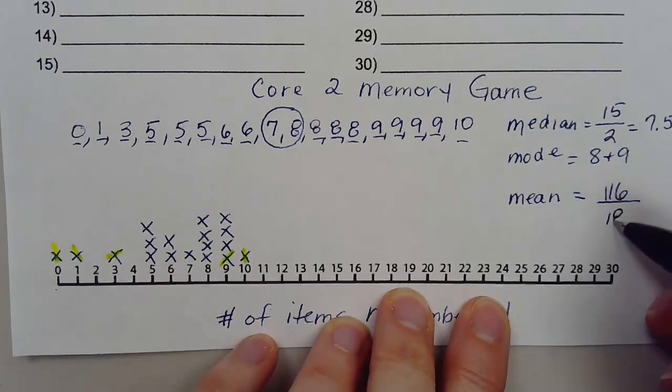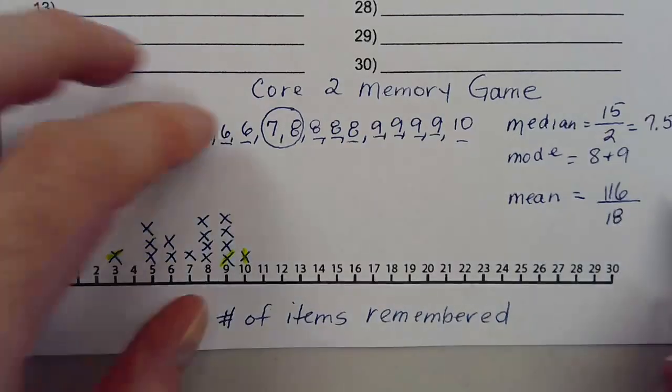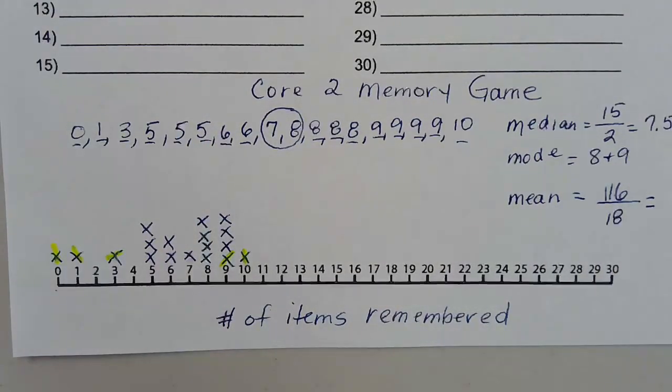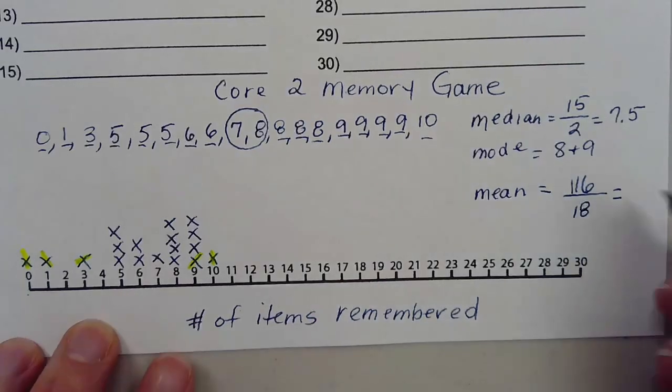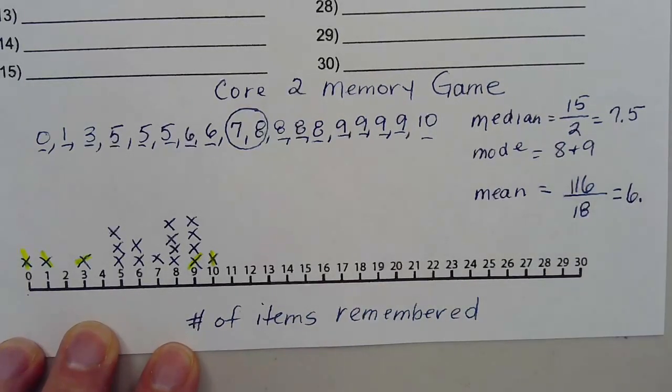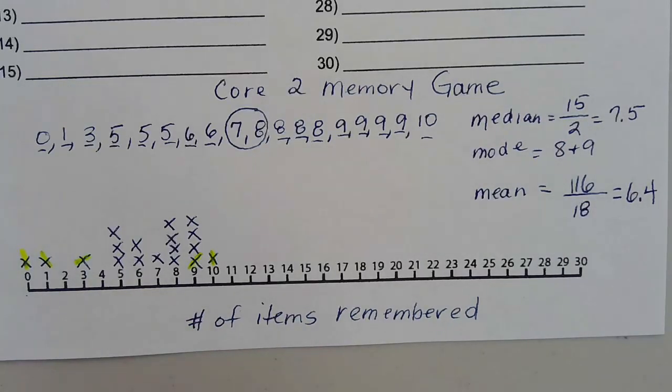So now, Desmos that. Take 116, divide by 18. What are we going to get for the mean? Well, we're going to probably round it to what? 6 and? Is it going to be 4 tenths or 5 tenths? 4. It's going to be a 4 because you have to have a number 5 or higher next to it.